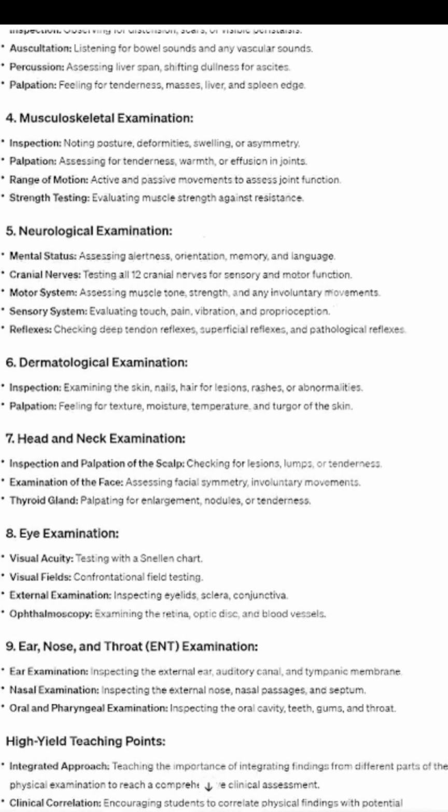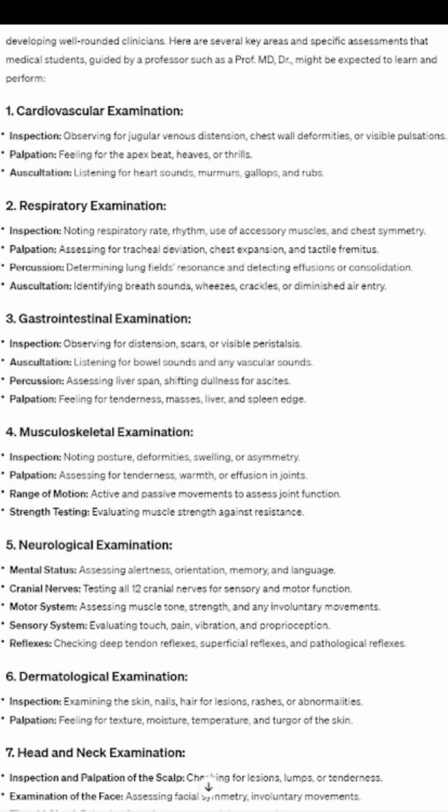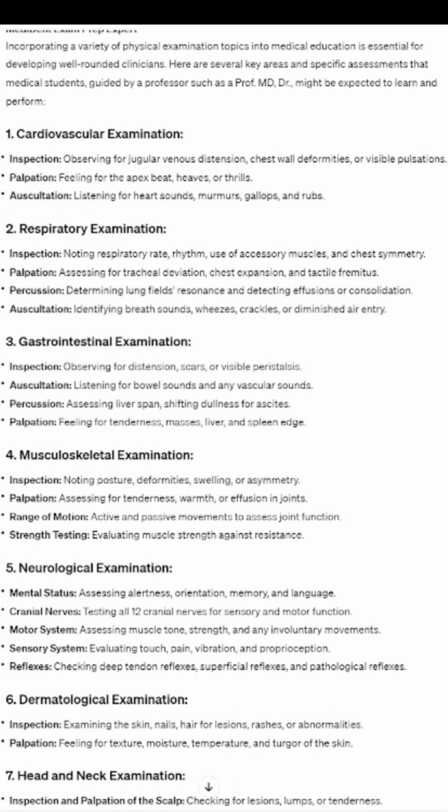Incorporating a variety of physical examination topics into medical education is essential for developing well-rounded clinicians. Here are several key areas and specific assessments that medical students, guided by a professor or MD, might be expected to learn and perform.